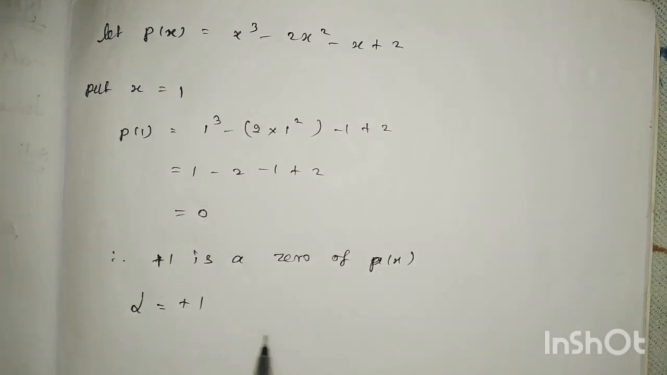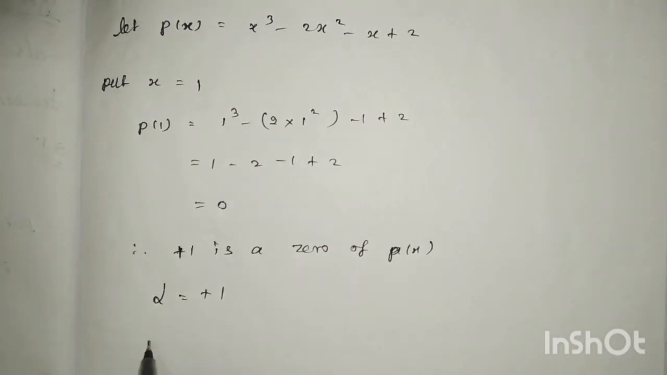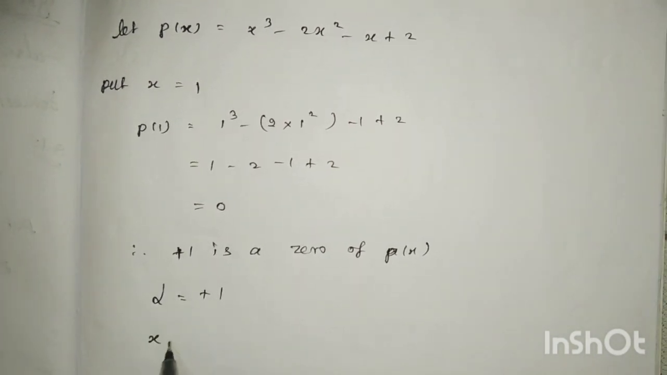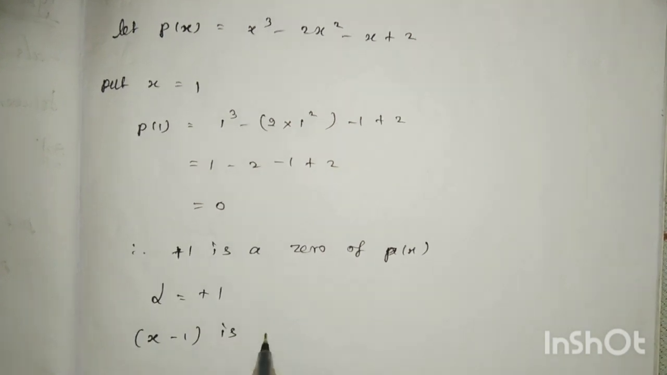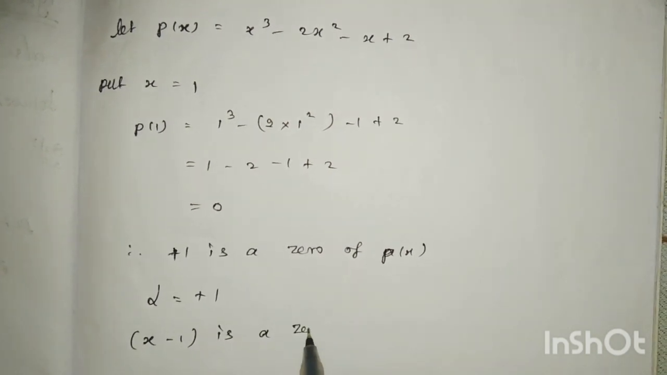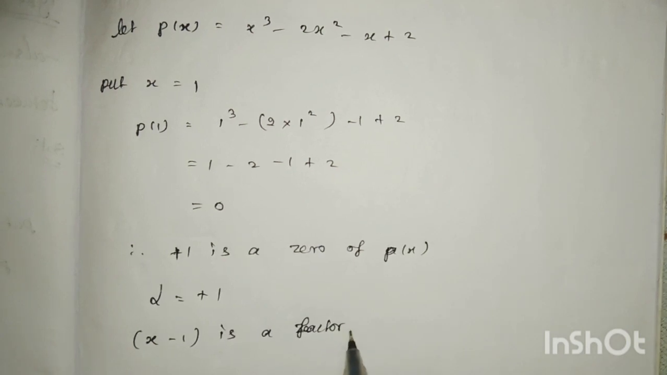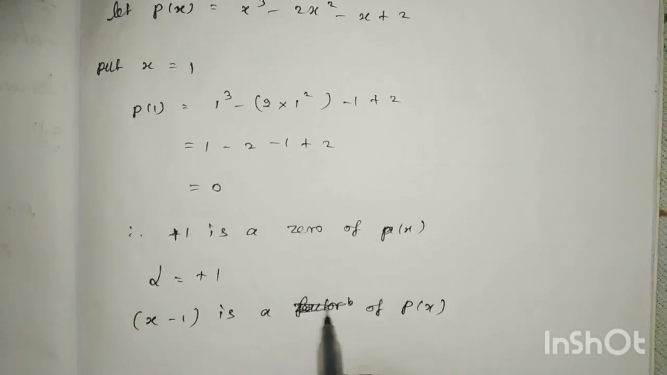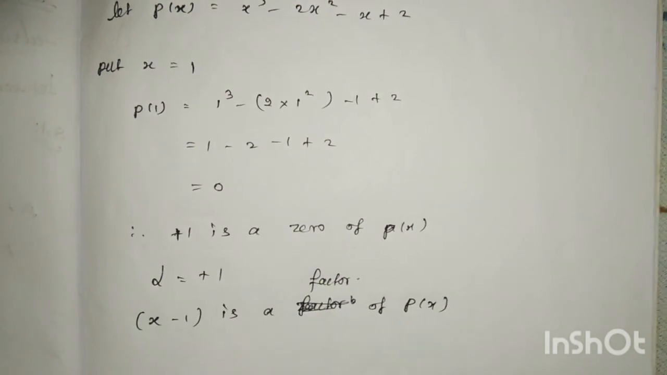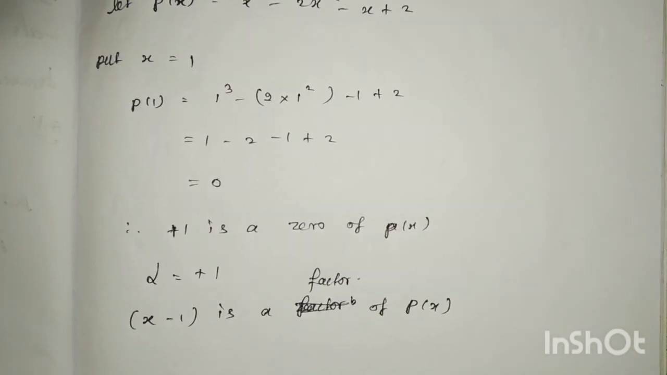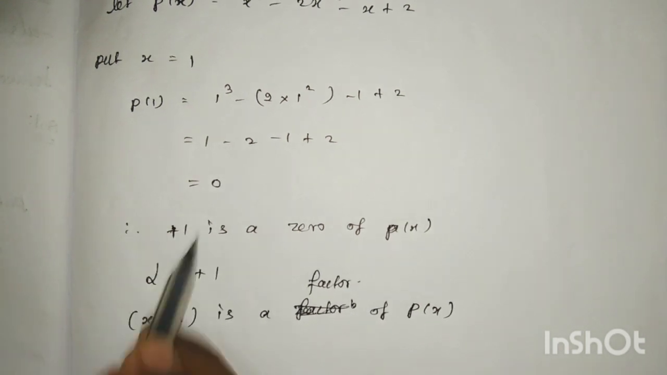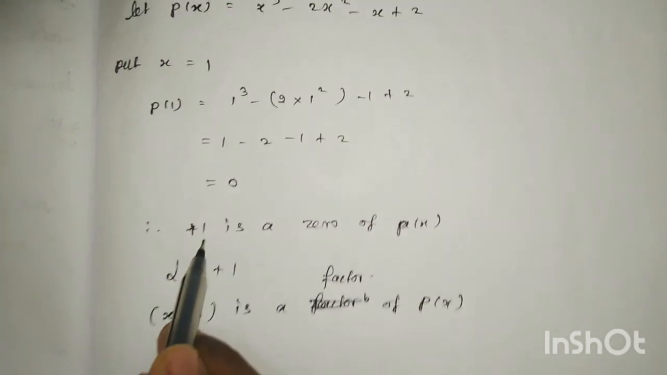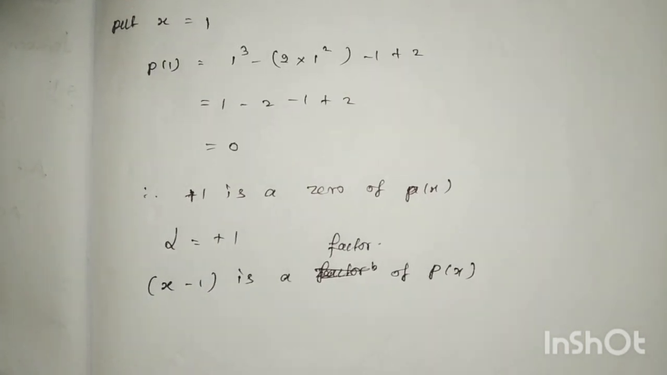So now we can convert the zero into a factor. Is it easy for us? So alpha, x minus 1 is a factor of the given p of x, right? It is one of the factors, right? x minus 1 is a factor of p of x, one of the factors, right? Because the zero is plus 1. So obviously x minus 1 is a factor, right?